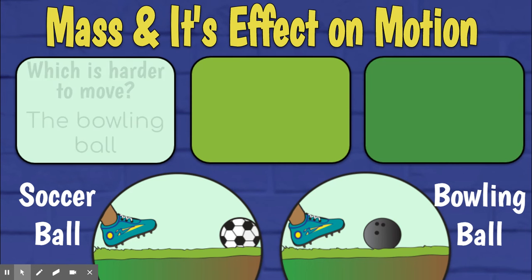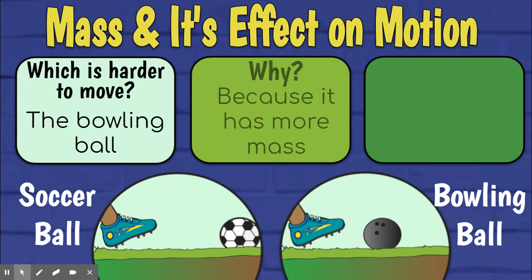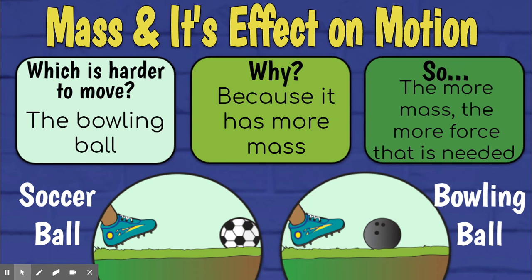Next is mass and its effect on motion. So which is harder to move? You have a soccer ball and a bowling ball. Which is harder to move? The bowling ball would definitely be harder to move because it has more mass. So the more mass, the more force that is needed to actually move the object.